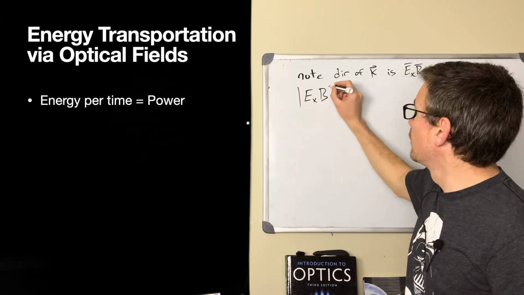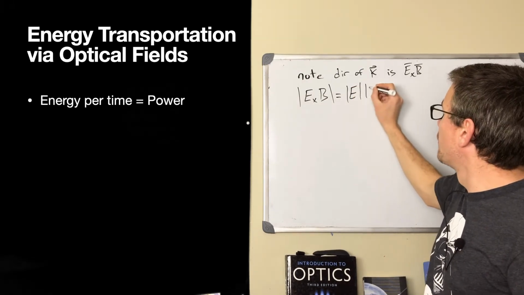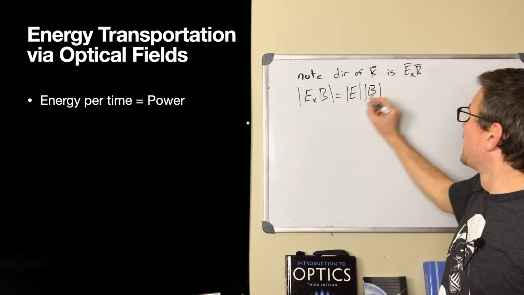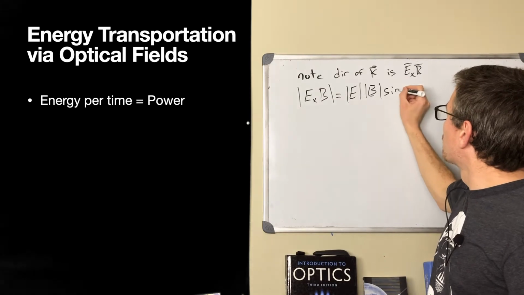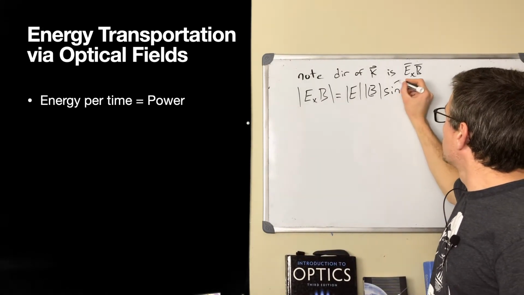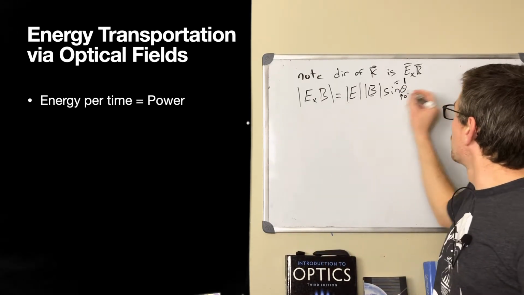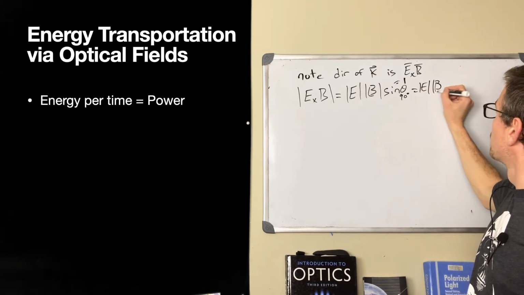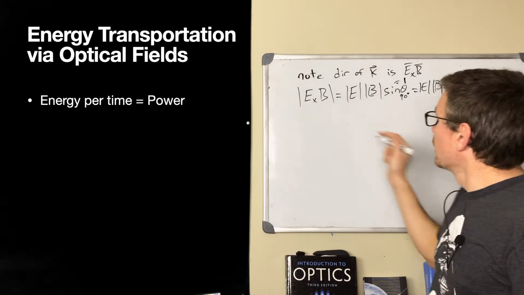Remember the magnitude of E cross B. This is a fact from linear algebra, I guess. I don't know where you learn this. It's math somewhere. E times B times sine of the angle between them. And if these two things are perpendicular, sine of 90 degrees is equal to 1. So that's equal to just the magnitude of E times B. Good. Let's do one more thing here.